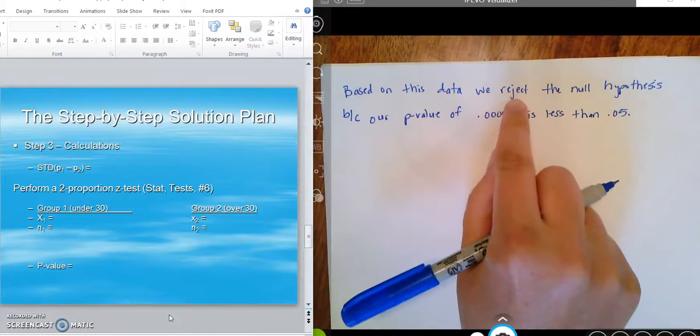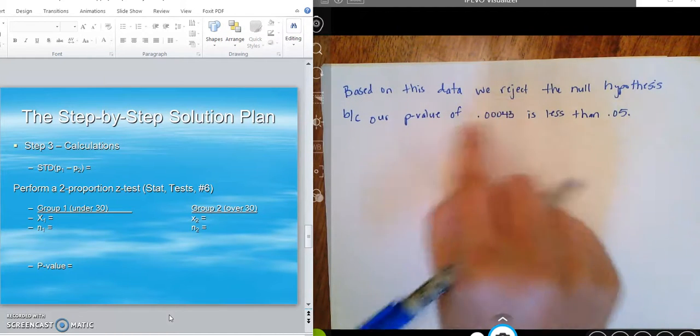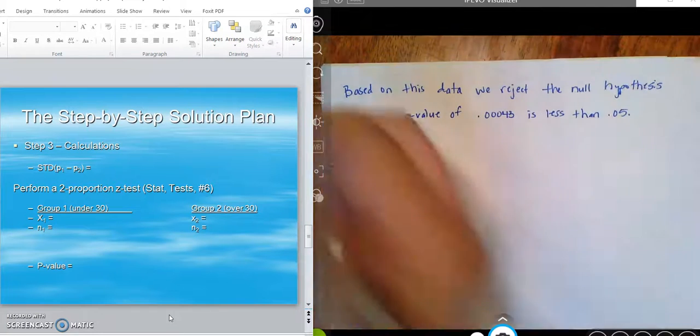Okay, so when you're writing these two sentences, things you have to have. You have to state whether you reject it or retain. You have to state why. Your why is the p-value. You have to have both those things.